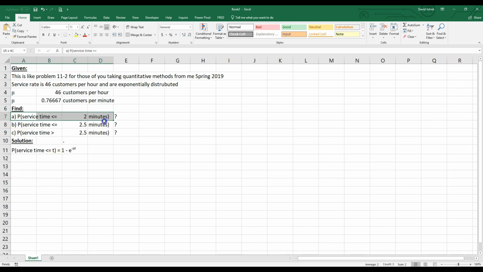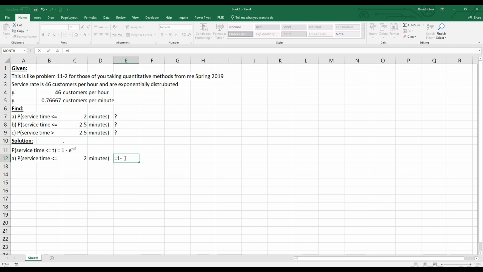So let's go ahead and we'll solve part A now. Now we have the formula, and this is very easy once you have the formula. So you're going to say it equals 1 minus, and the way you do e, a constant like pi, it's equal to 2.718 something. It goes on forever. It's an irrational number. But instead of typing that out, we'll just type EXP, and then we're going to put our number.